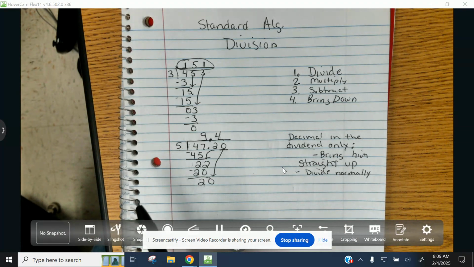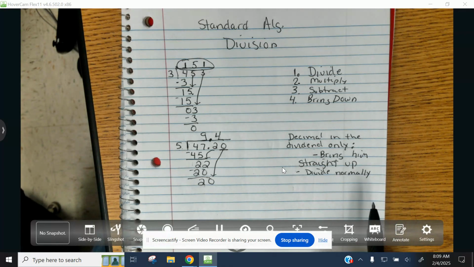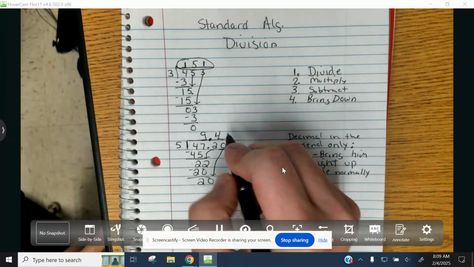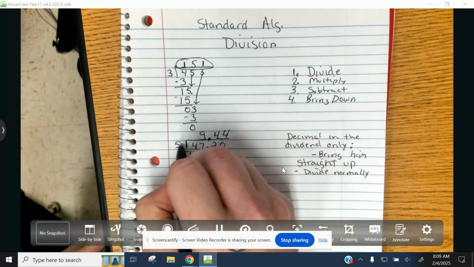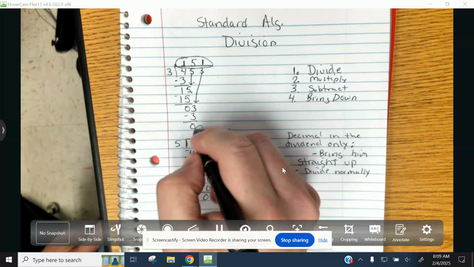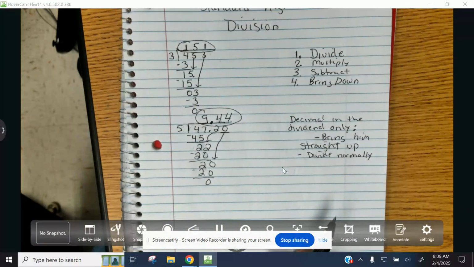There are no remainders. You can just keep dividing until you get to a solution, or eventually you might have to stop, because sometimes decimal numbers can go on forever. If you ever think of the number pi, 3.14159, it goes on forever. It never stops. This one will stop because if I look at it, now I have the 20. 5 into 20 is 4 times. 4 times 5 is 20. 20 minus 20 is 0. My answer is 9.44, but I had to extend one more 0 to get it to work.